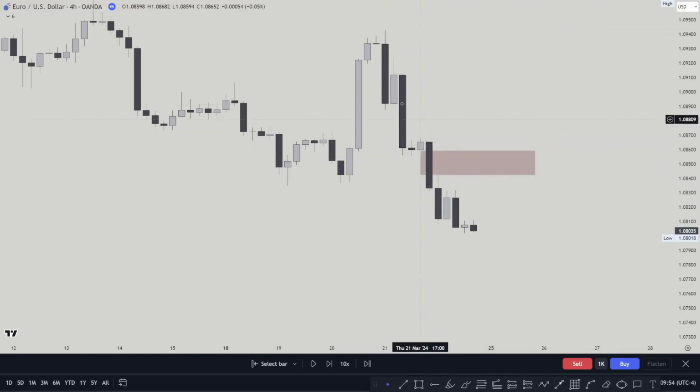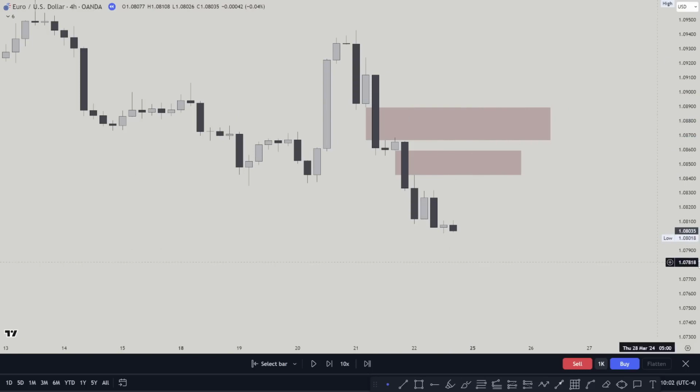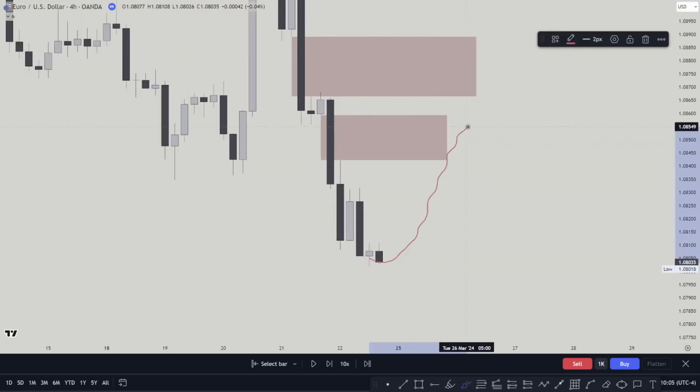There's also another fair value gap above here. So this is a potential fair value gap here. So we're going to be marking both of those, right? And those fair value gaps are high probability ones in order to push price lower again.